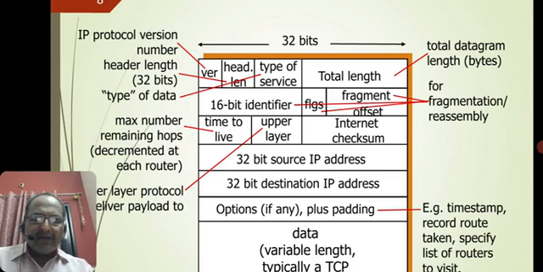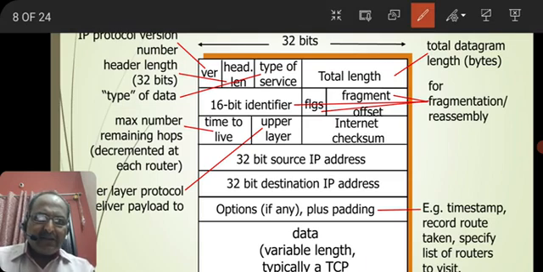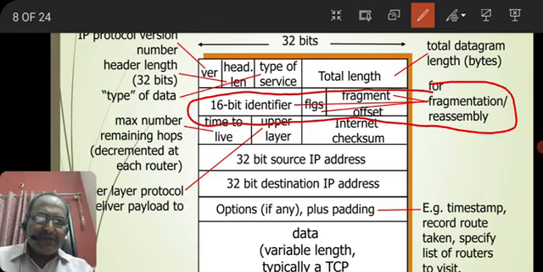The 16-bit identifier, the flags, and the fragment offset are all used for fragmentation. This is very important. I am underlining this particular set. We use it for fragmentation and reassembly. And time to live is very important: the maximum number of remaining hops is decremented at each router it passes. So this acts like a timestamp for your data.